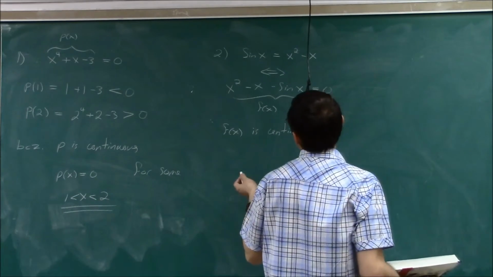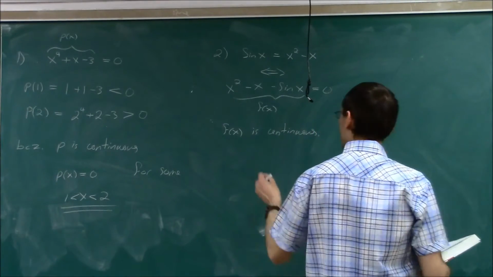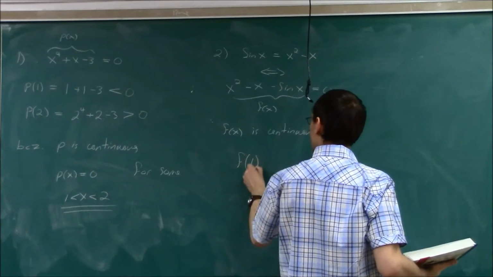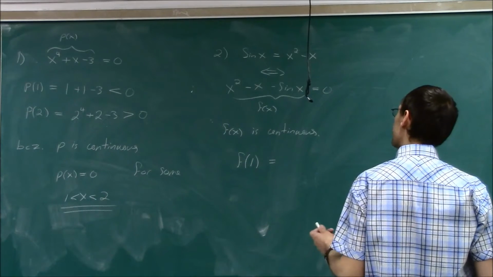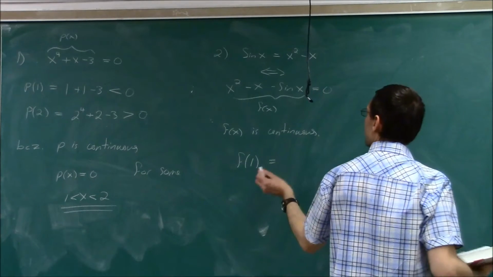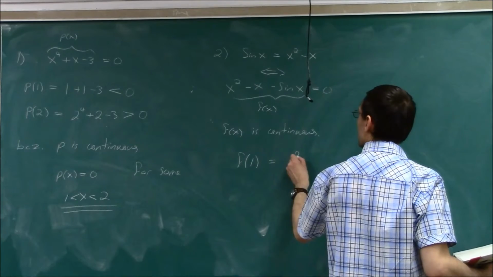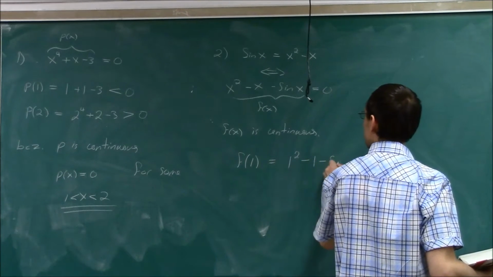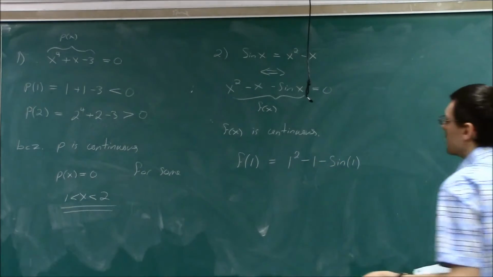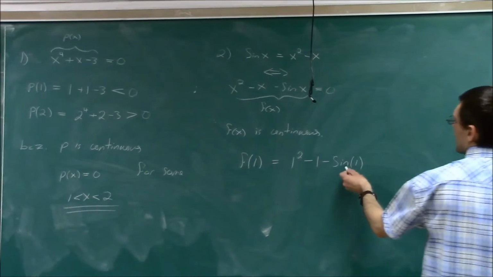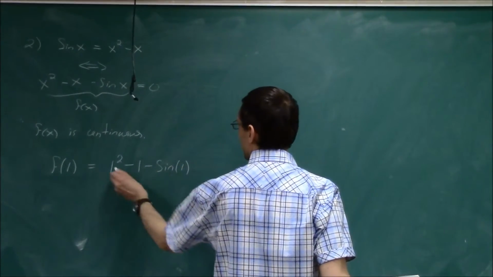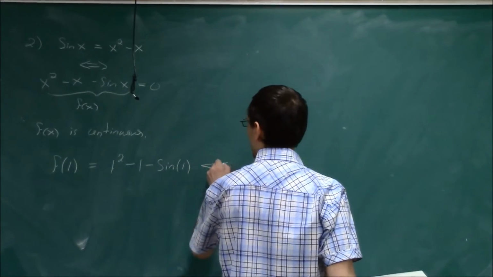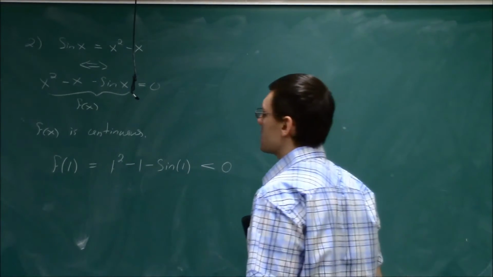So let's check it at a few values. Let's suppose that we check it at the value 1. f of 1 is going to be 1 squared minus 1 minus sine of 1, where 1 here means 1 radian. Now 1 radian is smaller than pi over 2, but bigger than 0. So you can clearly see that 1 minus 1 is 0, and this here is smaller than 0. So f of 1 is smaller than 0.